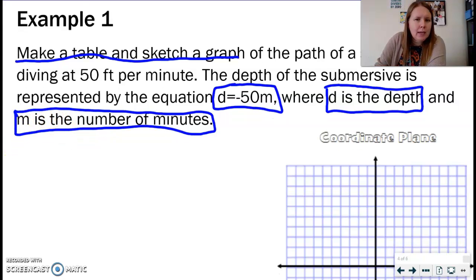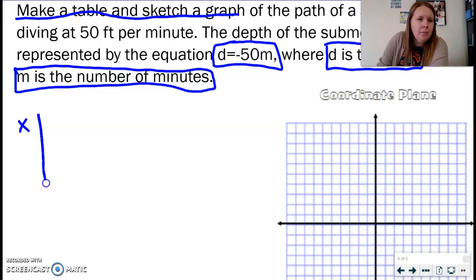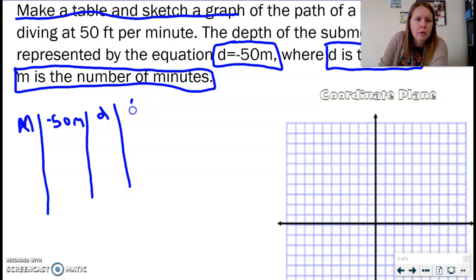Let's start by setting up a table. We have been looking at tables with x, and then negative 50m, and then what does y mean? Sorry, usually x and y. In this case, m is your x value. Again, I don't like the m and n. And then this would be considered your d value. So then we'd make a coordinate point of (m, d).